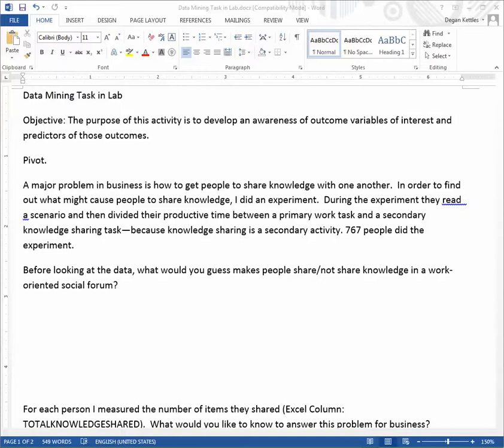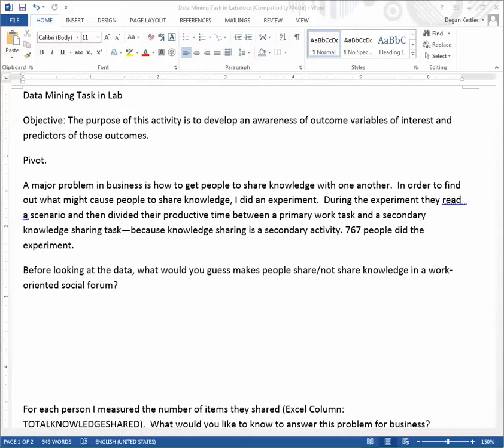Well, some of the things you might think about are maybe incentives, financial incentives, or punishment. It could be age. It could be the social disposition of the person. Some people are more outgoing than others, so we might call that a personality type. So there's a lot of different things that might cause people to share knowledge or not share knowledge in a work setting.